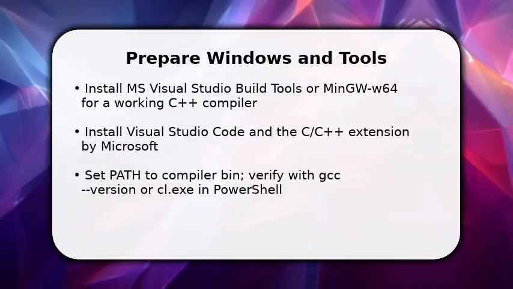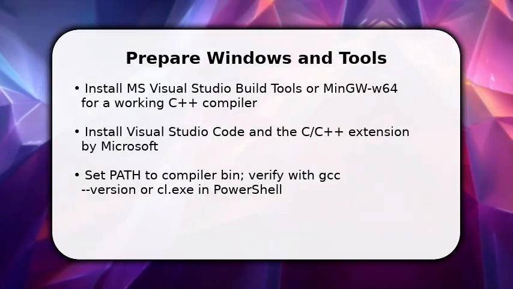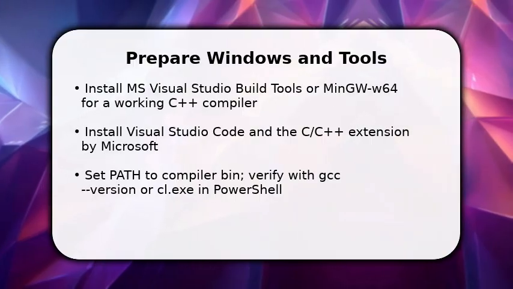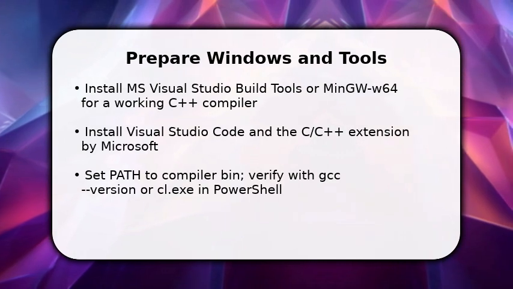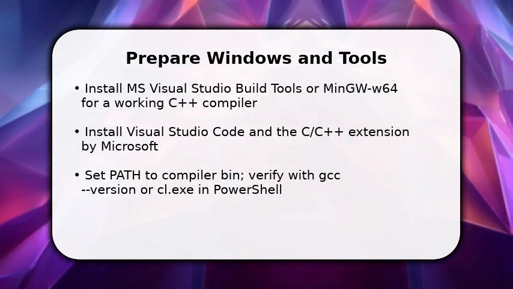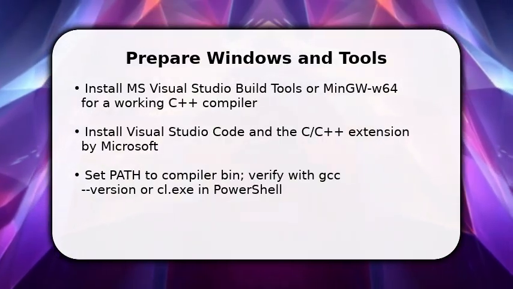Next, install Visual Studio Code and the Microsoft C/C++ extension so you get IntelliSense, debugging, and tasks. Once done, open a terminal and run gcc --version, or cl.exe to confirm the compiler responds. This prevents later configuration headaches.